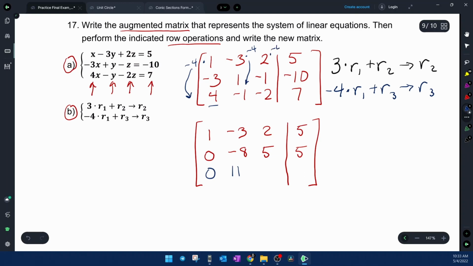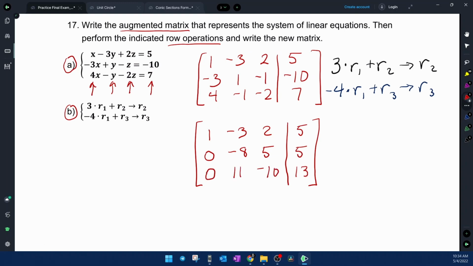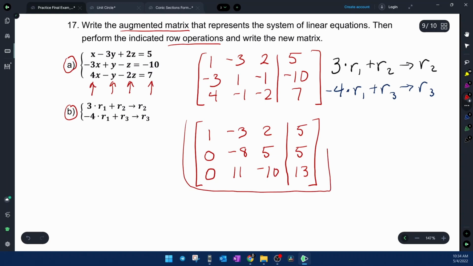Again, negative 4 times 2 is negative 8. Negative 8 plus negative 2 is negative 10. Last time, negative 4 times 5 is negative 20. Negative 20 plus 7 is negative 13. And that finishes our row operations for part B, and that's it for number 17.